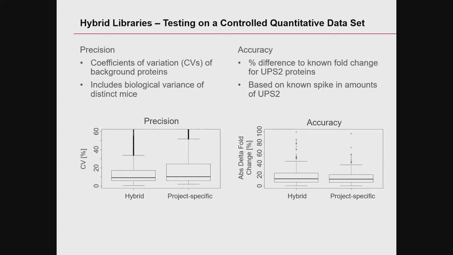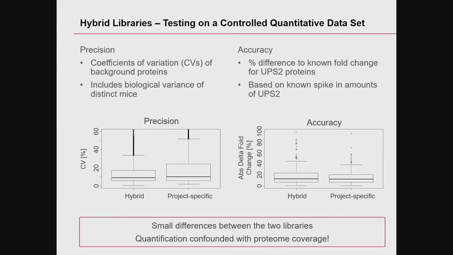Then we looked at the next benchmark criteria, the precision and the accuracy in terms of quantification. Here you can see how we calculated this, coefficients of variation of the background proteins. So here it's on protein level, that's important. What is included here is the biological variance. Remember, these were distinct mice. So within this variability, the biological variance is included. When you look at this, you can see that the hybrid library performs a bit better than the project-specific library, which is maybe a bit expected because of the reproducibility of quantitation. In terms of the accuracy, there's not so much difference. It's actually flipped over.